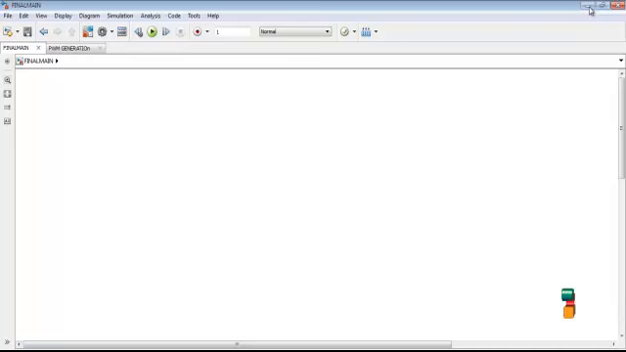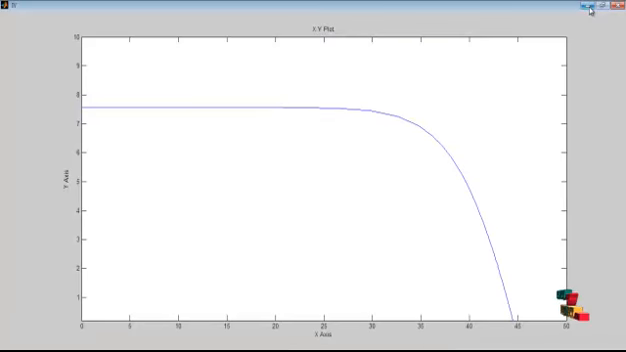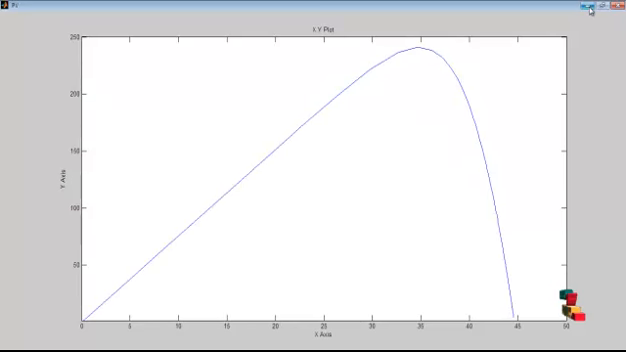The first one is the IV curve, which is plotted between the solar current and solar voltage in the solar panel. So this is the IV curve. The y-axis is current and the x-axis is voltage. The next one is the PV curve. The PV curve is plotted between power and voltage in the solar panel. The y-axis is power and the x-axis is voltage. And the next one is the separate waveform that is plotted for voltage, current and power. The x-axis is time.